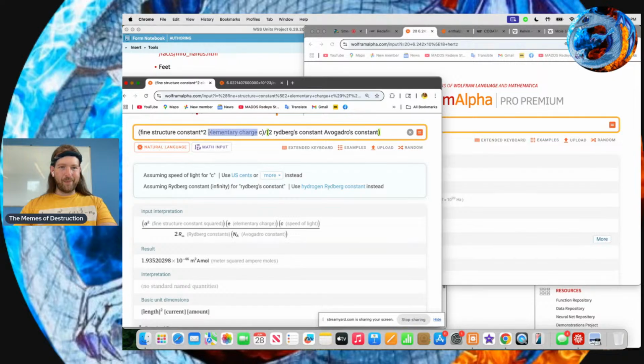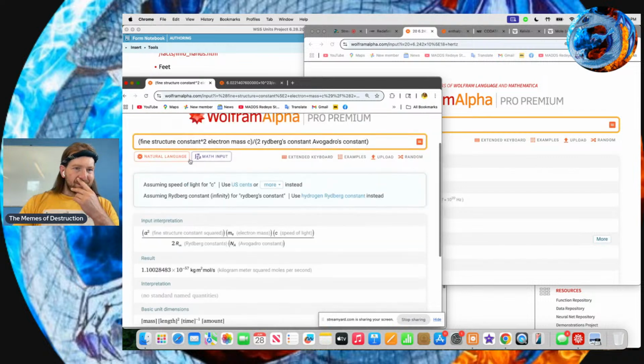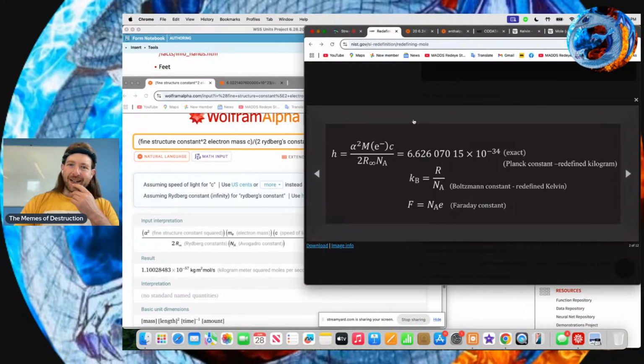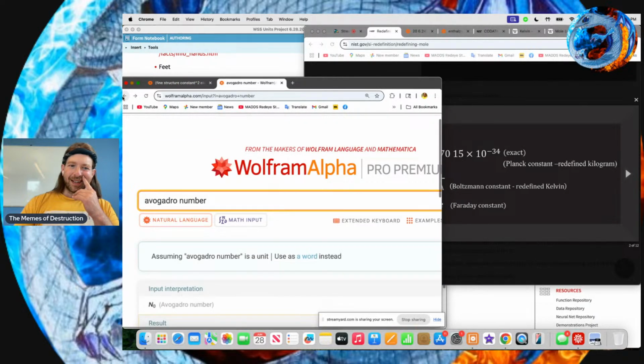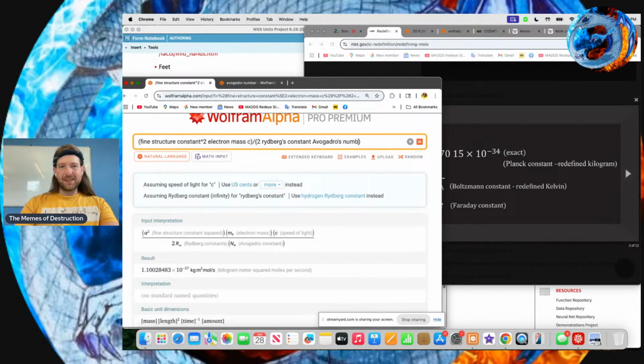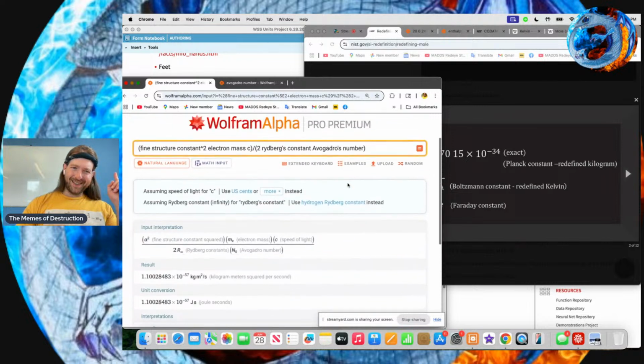So we need a mass because we need to get into angular momentum or joule seconds. So electron mass. Alpha squared electron mass. What was the other thing they had there? Okay, so alpha squared, elementary charge, C, 2, and that's Avogadro's constant because it's, no, it's Avogadro's number. Okay, we're in joule seconds, we're in the ballpark.